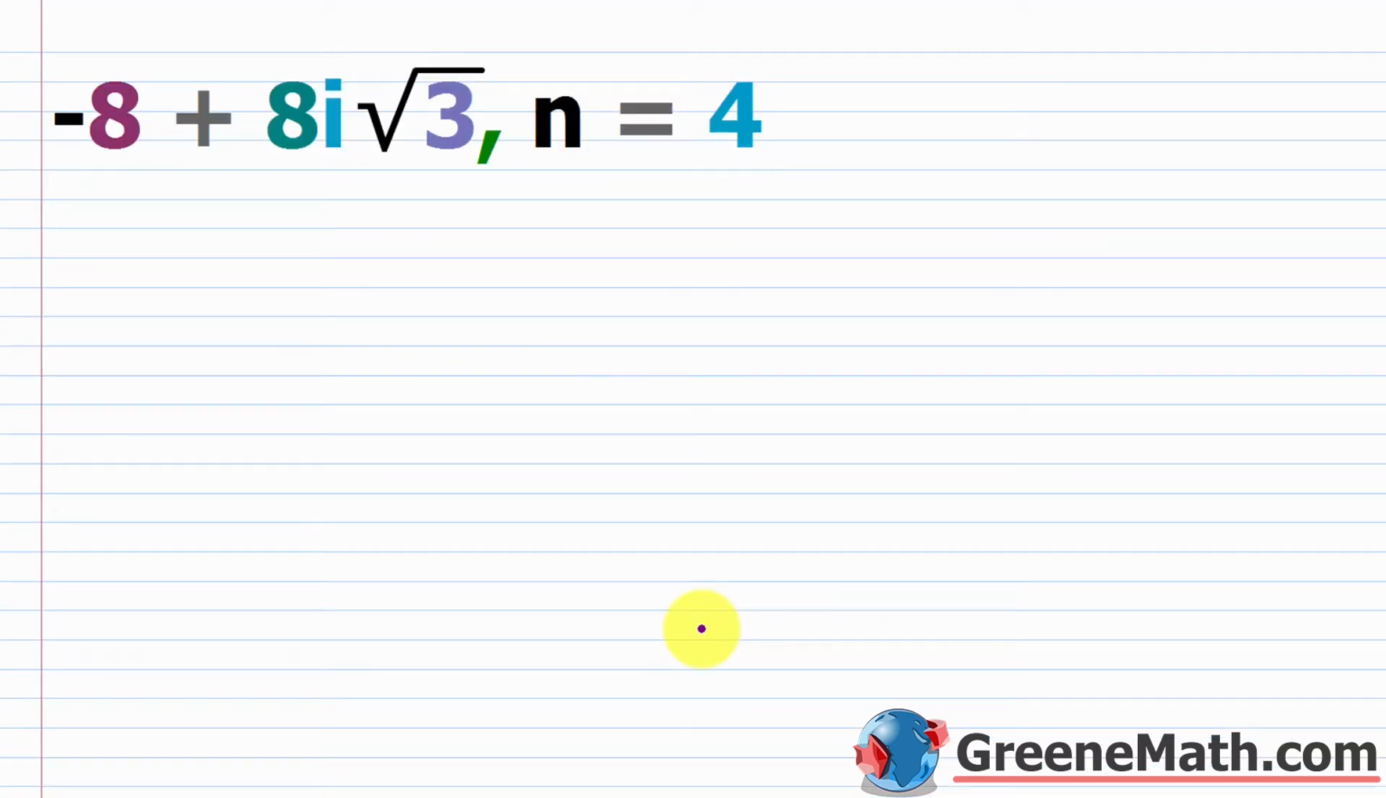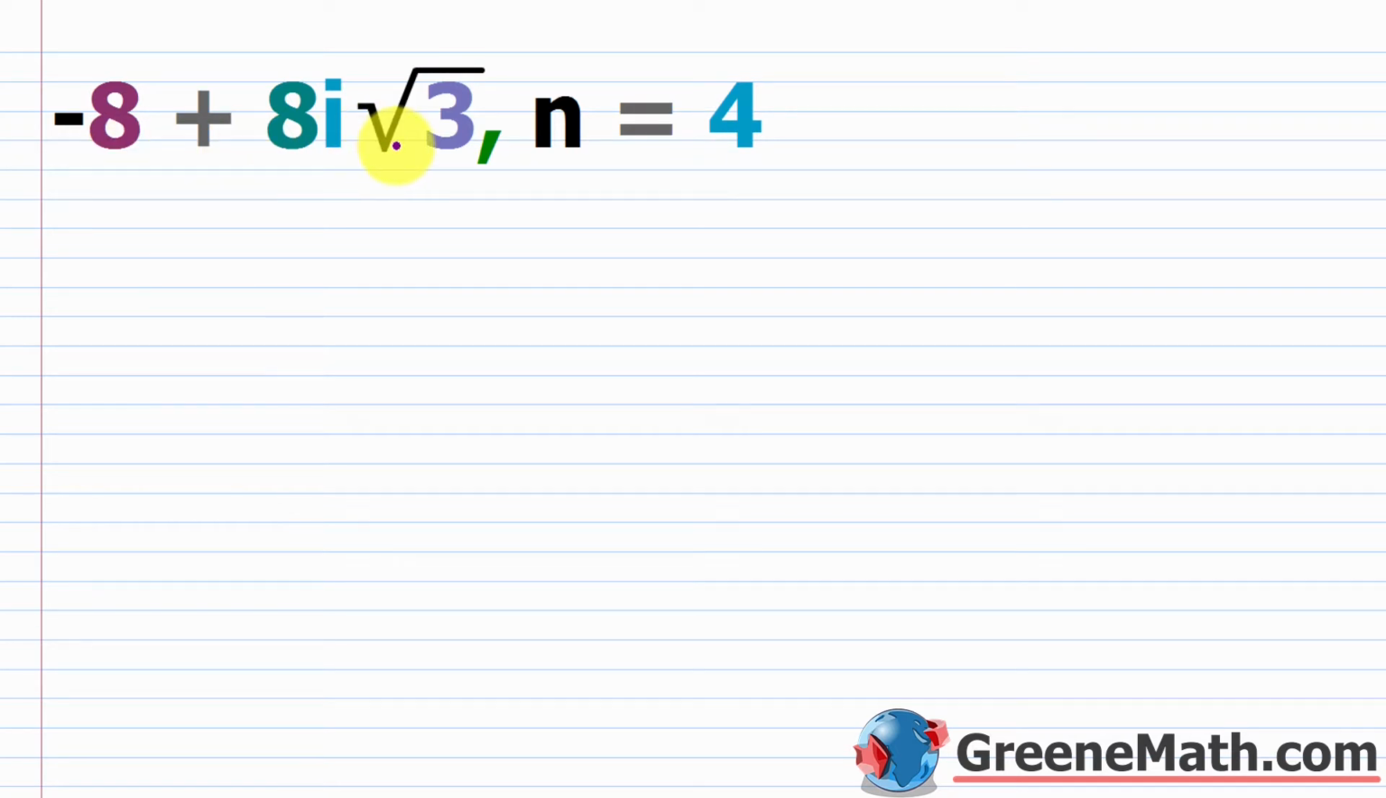All right, let's take a look at another example. I think this is going to be pretty easy for us at this point, but I want to throw something in here. Sometimes your book will ask you to graph the roots on the Argand diagram or the complex plane. So let's go ahead and do this. So we have negative 8 plus 8i times square root of 3. Again, n is going to be 4. So I'm looking for the 4 fourth roots.